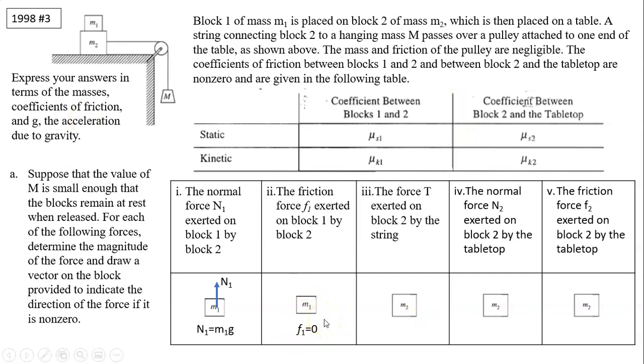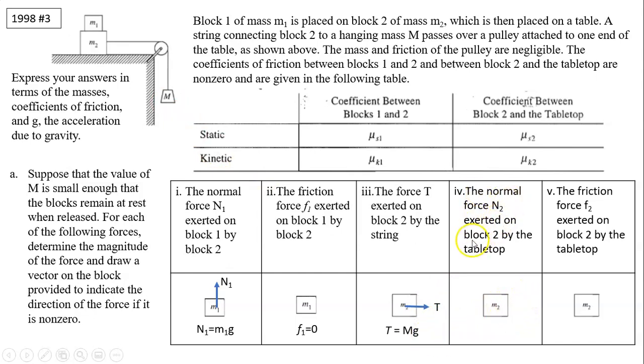Number 3, force T exerted on block 2 by the string. The force T on block 2 has to go to the right. And how big is this? The horizontal tension has to be equal to the vertical tension T. These two have to be the same because tension is transmitted through the whole rope, and the rope's mass is negligible, so the tensions are the same. The tension on the vertical part has to be equal to big Mg because big M is not moving. Therefore, the tension on the horizontal part has to be equal to Mg.